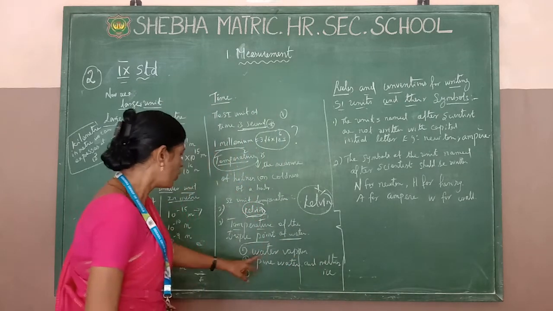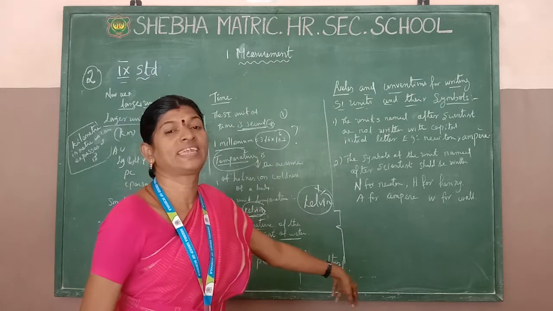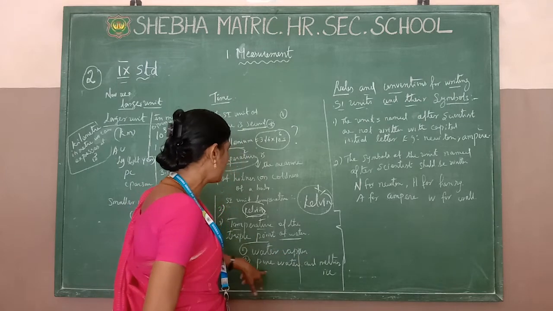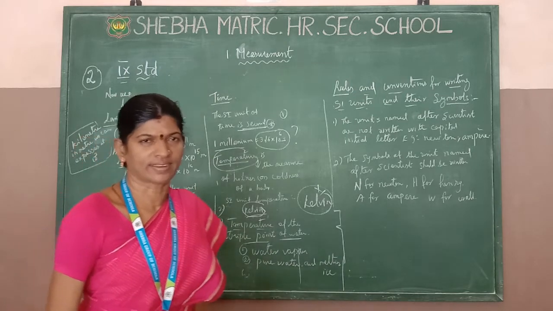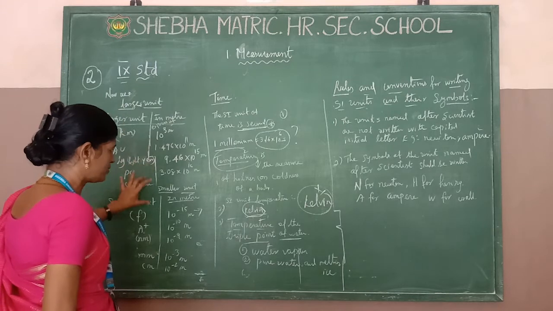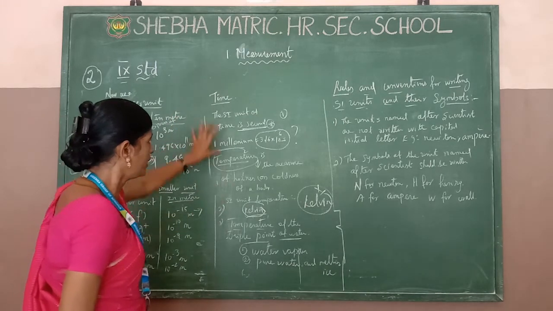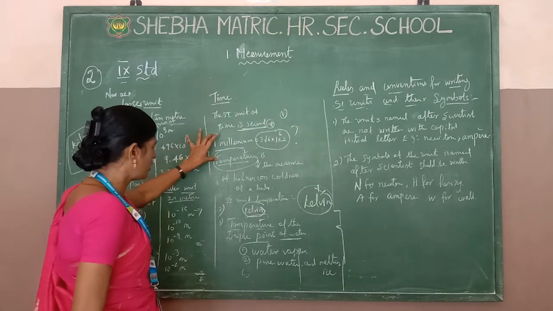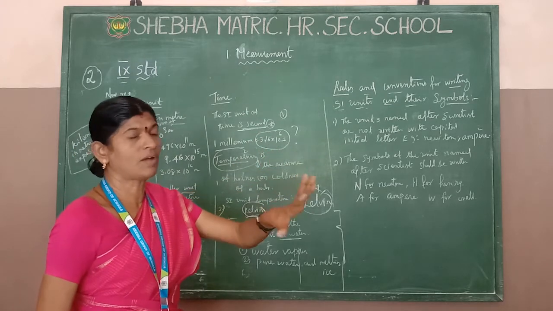Next, the triple point of water. What are they? Water vapor, pure water and melting ice. Okay, it's clear. So once again I revise: larger unit and smaller unit. What is time and temperature? The SI unit of time is the second, and 1 millennium is equal to 3.16 into 10 power of 9 second.